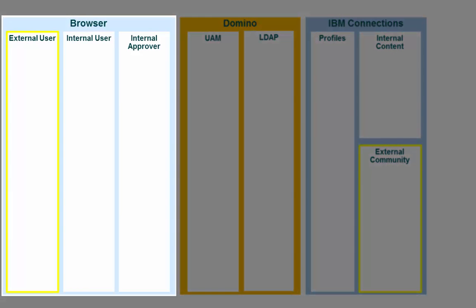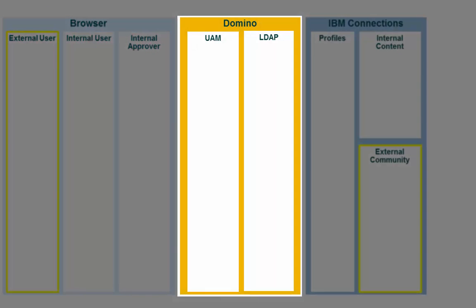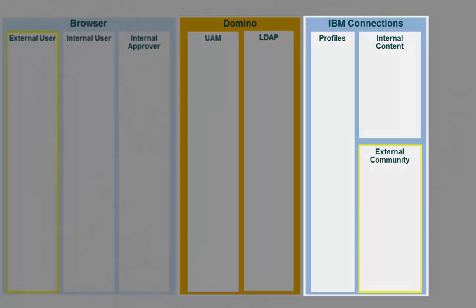On the left-hand side, we see everything that happens in the browser: the external user, the internal user, and an internal approver. The middle block contains everything that happens on a Domino server. Our application, the User Access Manager or UAM on the left, and the Domino LDAP on the right. Please note that you can either use an existing or a new address book as your LDAP for the external users. In the right block, we have everything that happens in IBM Connections: the profiles, the internal communities, and the external communities.